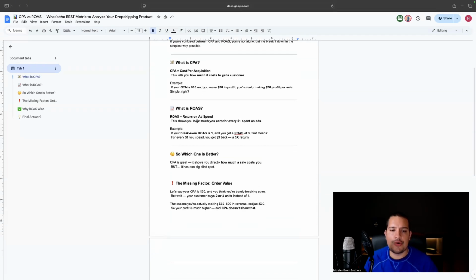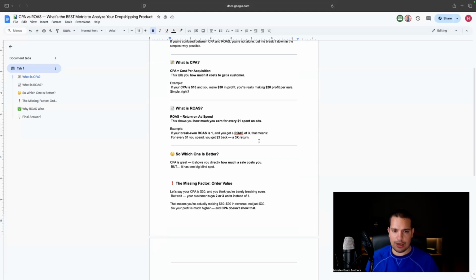So what is ROAS? ROAS is return on ad spend. This shows you how much you earn for every dollar you spend on ads. For example, if your break-even ROAS is one and you get a ROAS of 3, that means for every dollar you spend, you get 3 back, a 3x return.